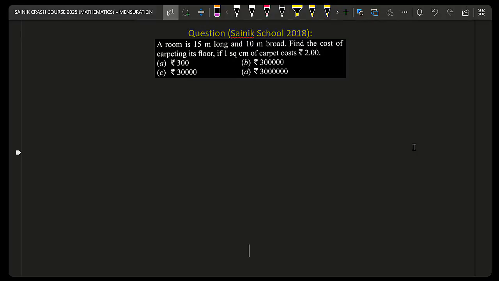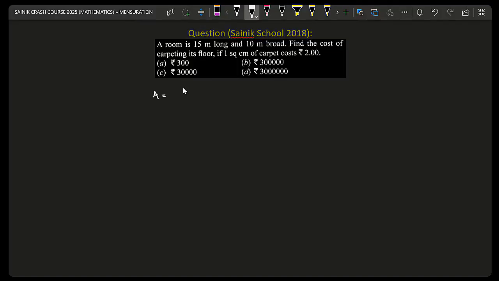Okay. Area we can find, but you can check the final rate. The cost is 2 rupees for every square centimeter. But the given dimensions are in meters. So first, shall we convert that into centimeters? Yes. So area is going to be, what is the area?